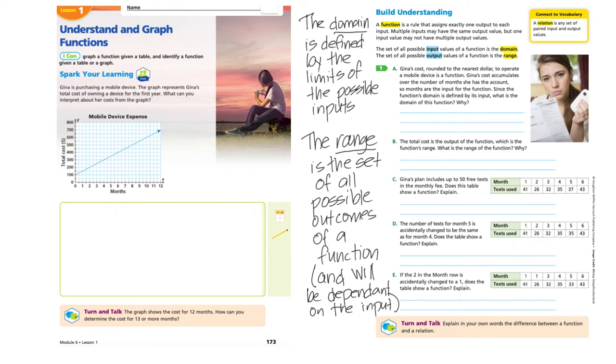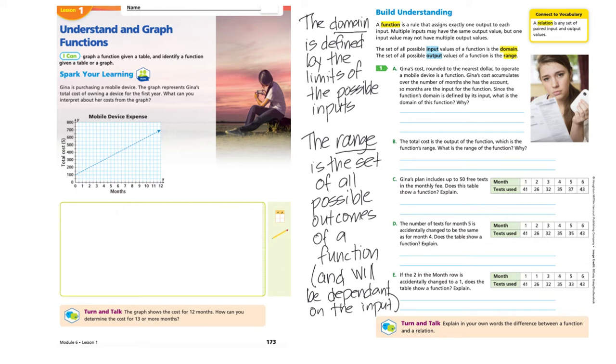So now let's look at the build understanding. They give a lot of definitions here. They tell you here a function is a rule that assigns exactly one output to each input. And let's look at this also. The vocabulary word here is a relation is any set of paired input and output values. So a function is a special type of relation. So this function rule says that there's exactly one output for each input. Multiple inputs may have the same output value, but one input value may not have multiple output values. So that'll make more sense as you go along.